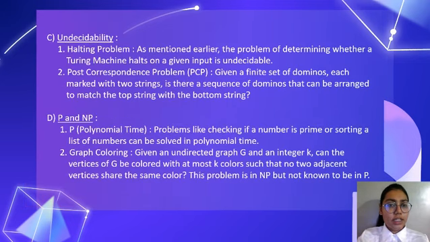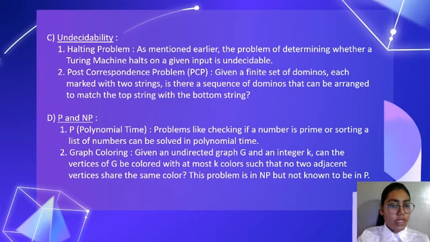The third one is undecidability. For the halting problem, as mentioned earlier, the problem of determining whether a Turing machine halts on a given input is undecidable. Another one is the Post Correspondence Problem, which is PCP. Given a finite set of dominoes, each marked with two strings, is there a sequence of dominoes that can be arranged to match the top string with the bottom string?